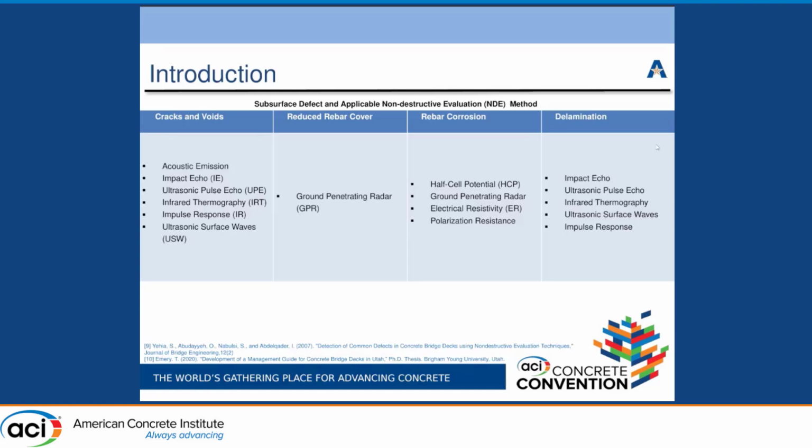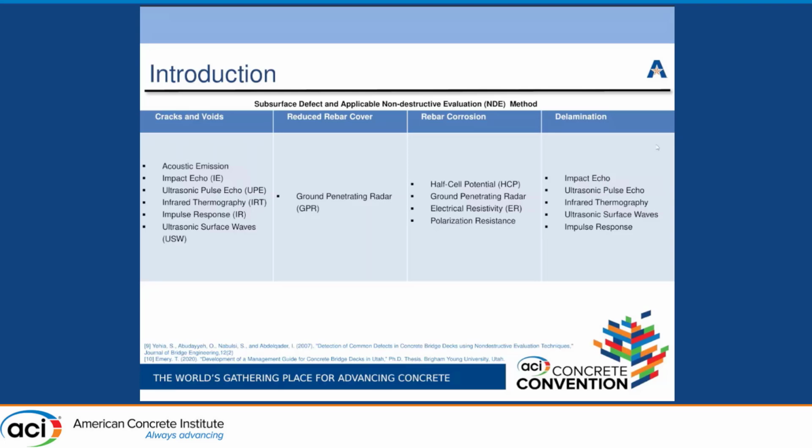To address these issues, non-destructive evaluation techniques have been used in the past. There are several non-destructive evaluation techniques that are used for several purposes. These are just a list of them. We have acoustic emission, which is used for cracks and voids. We have ground penetrating radar, half-cell potential, impact echo, and ultrasonic pulse velocity. All those are used for delaminations.